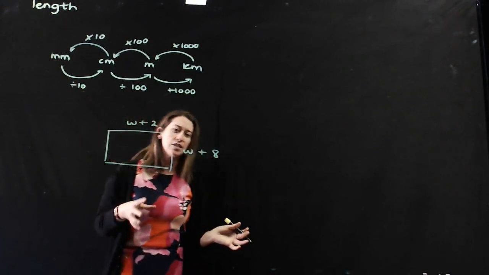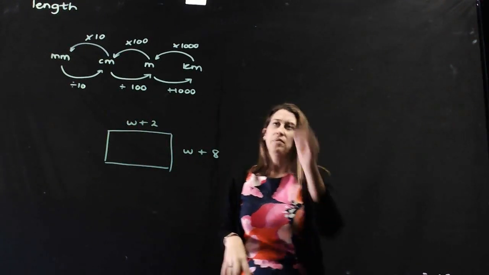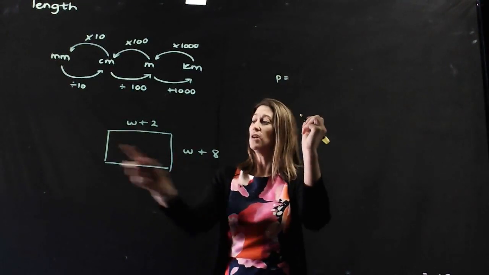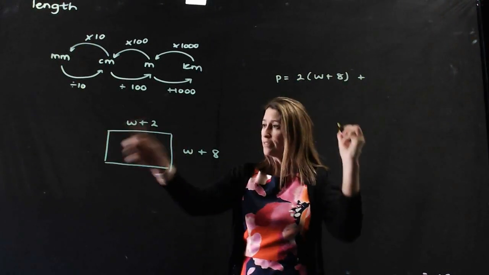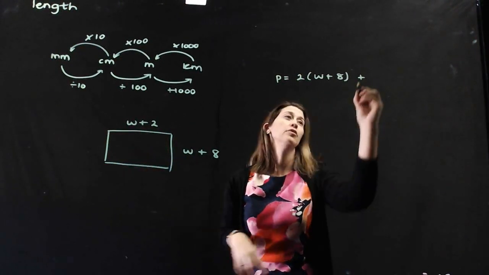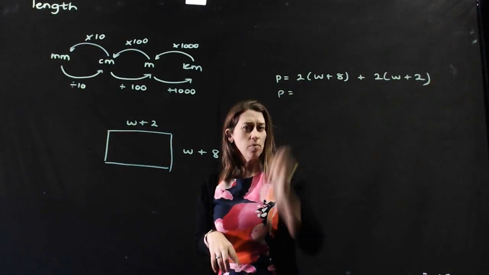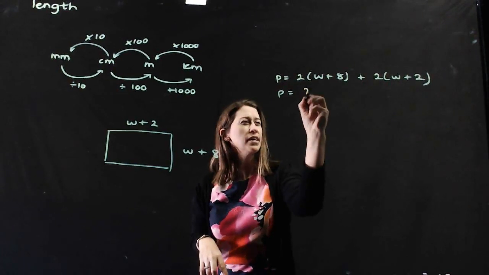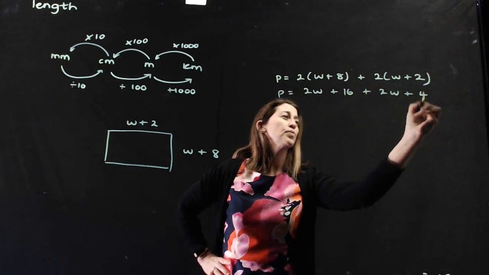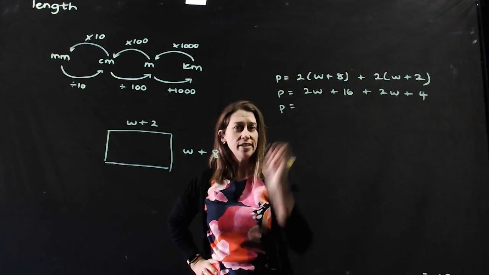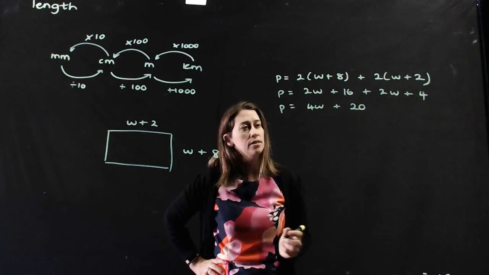If I'm going to work out an expression for the perimeter of this shape, I'm going to add together all the lengths. So the perimeter is 2 lots of this side, so 2 lots of w plus 8, plus 2 lots of this side, which is 2 lots of w plus 2. And if I simplify that expression by expanding the brackets, I get 2w plus 16 plus 2w plus 4. Pulling together the like terms, I get 4w plus 20.